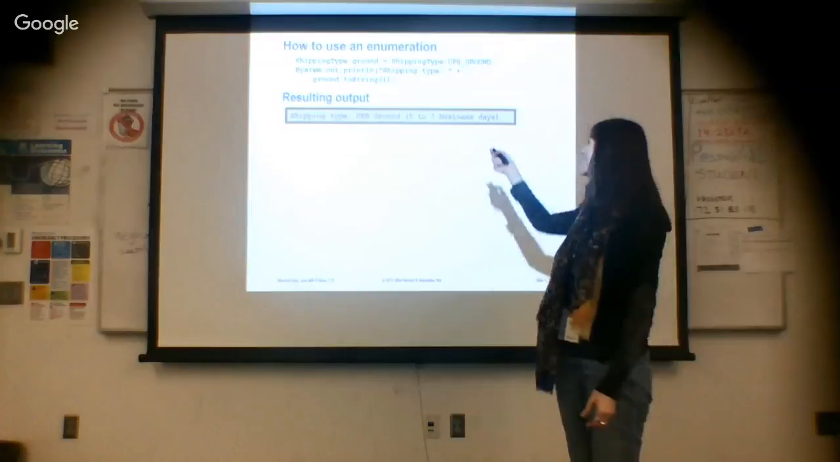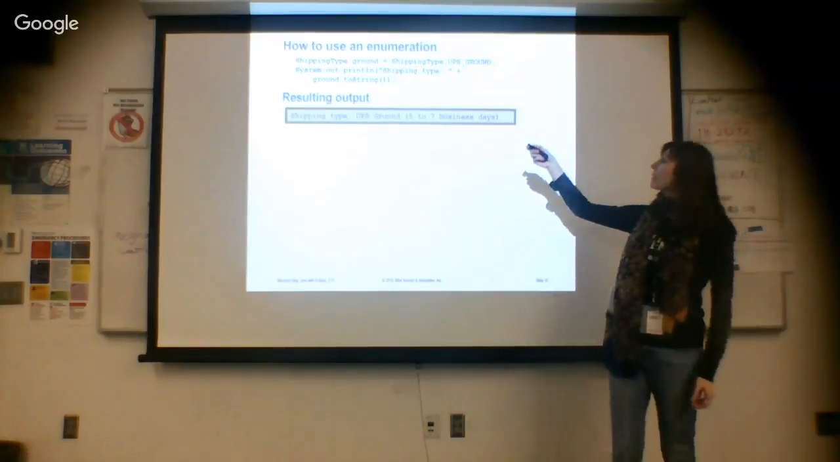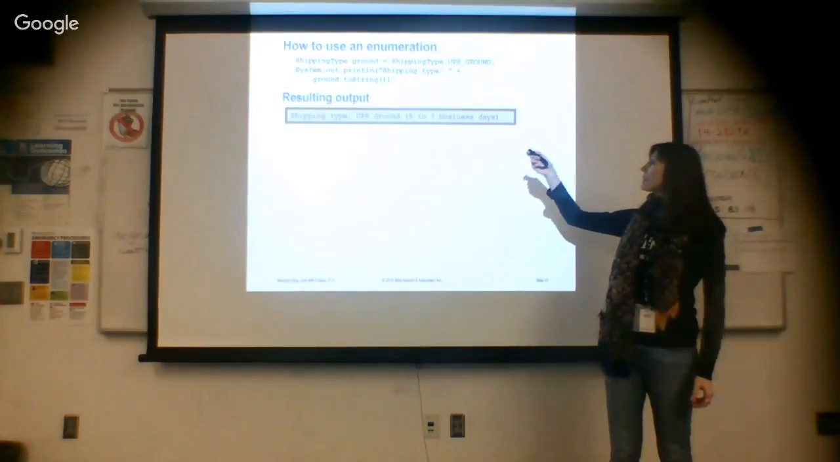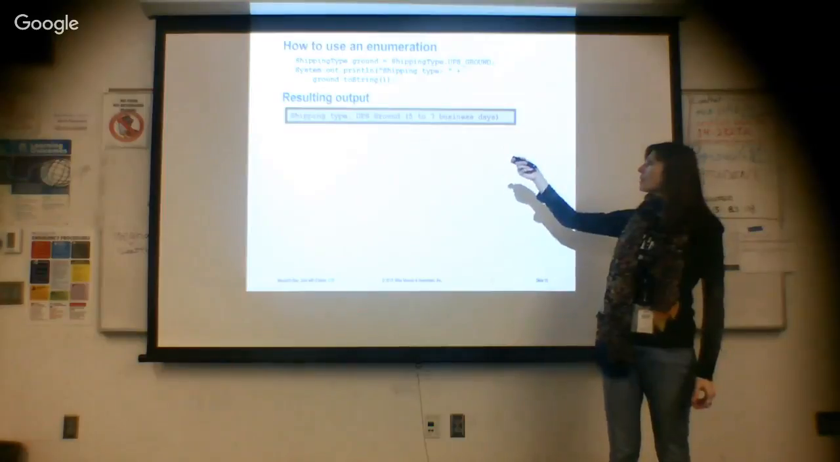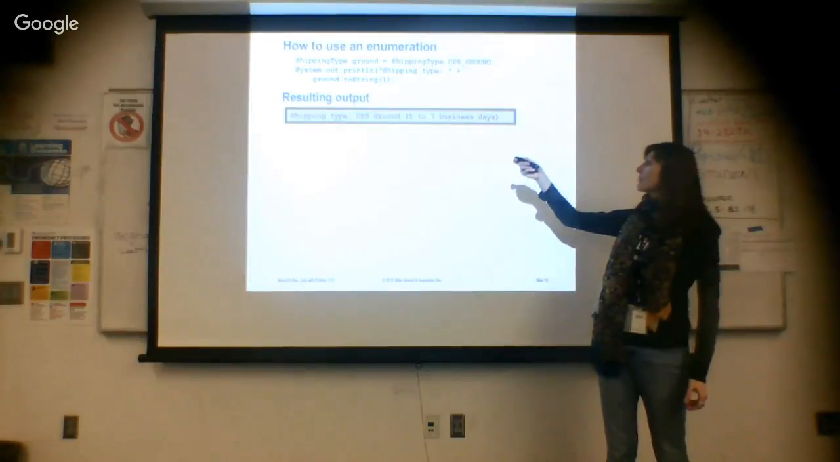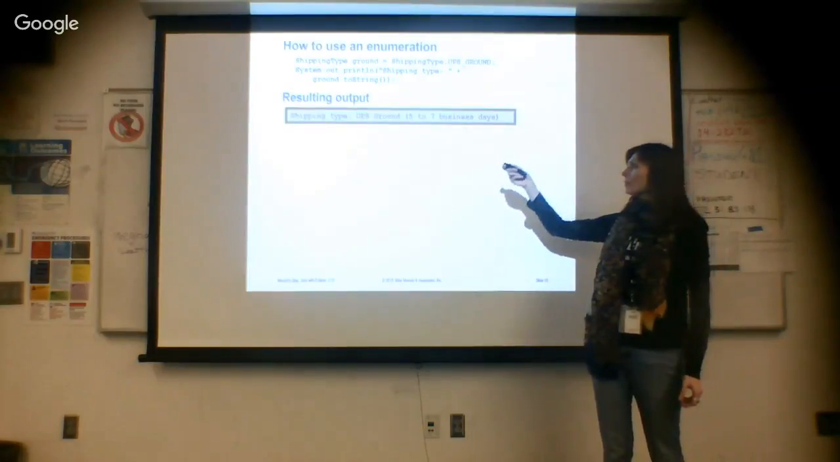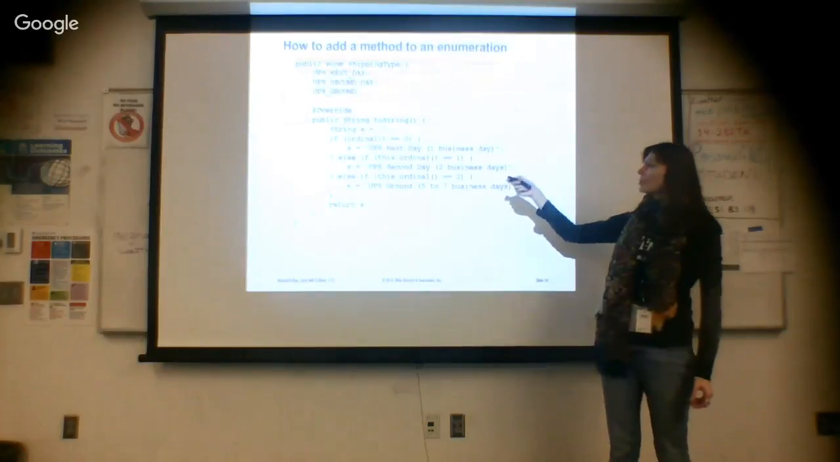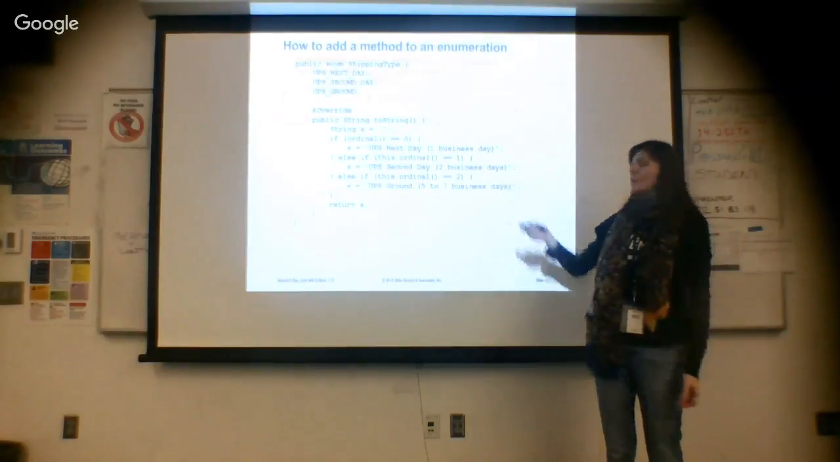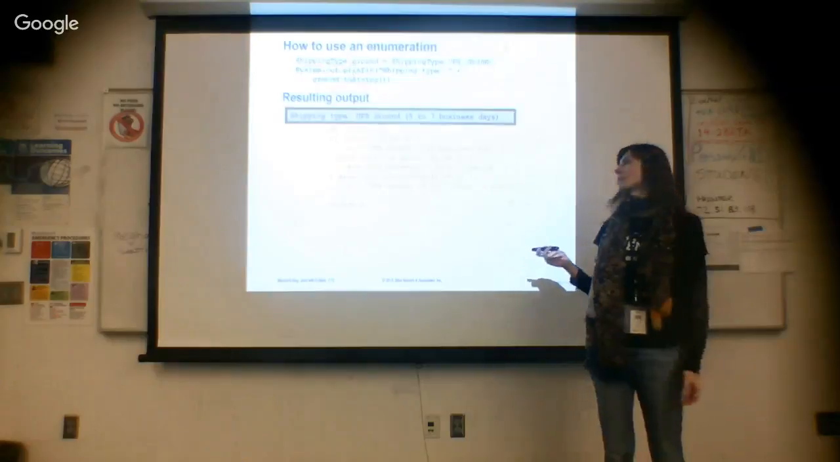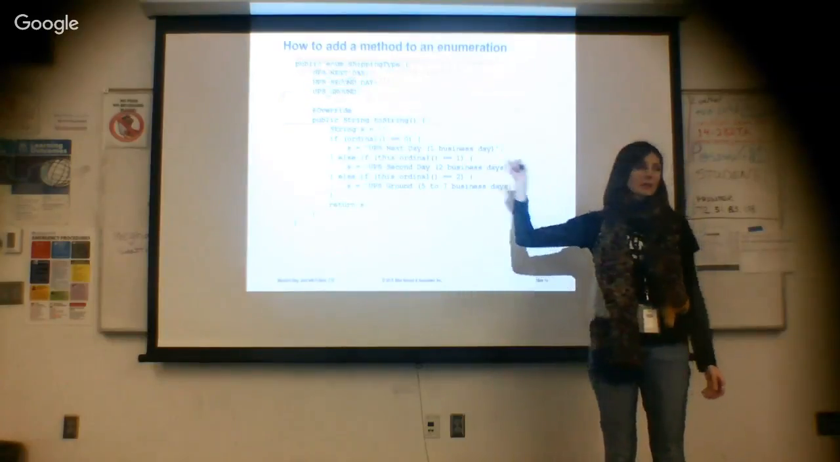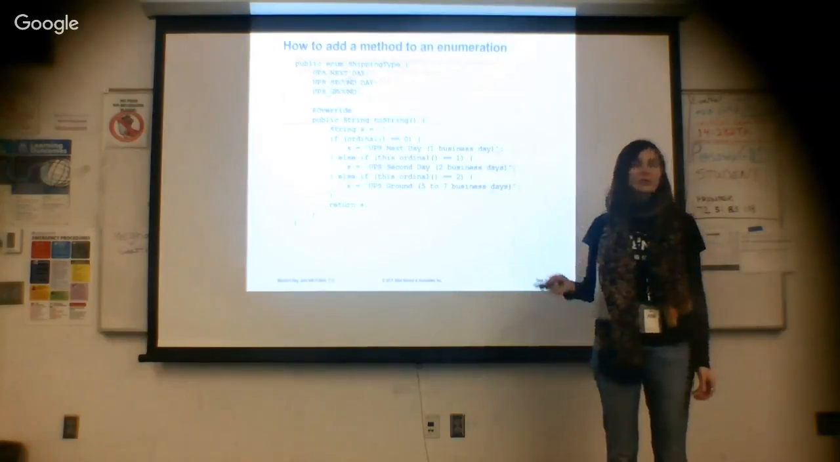And again, you can call it here. And then if you say shipping type ground.toString, then it's going to use the toString to say 2-day shipping, because the enum overrides the toString from the object.